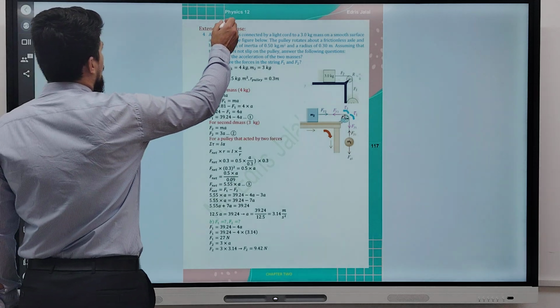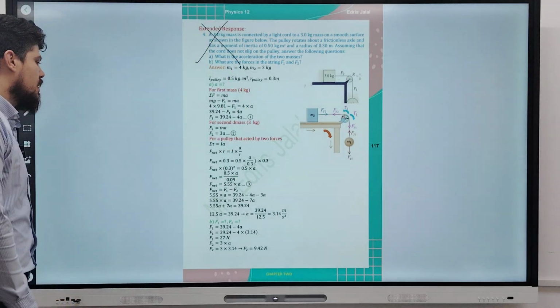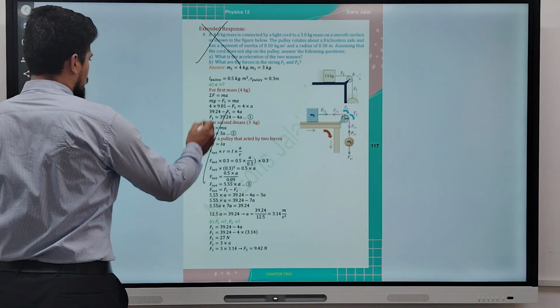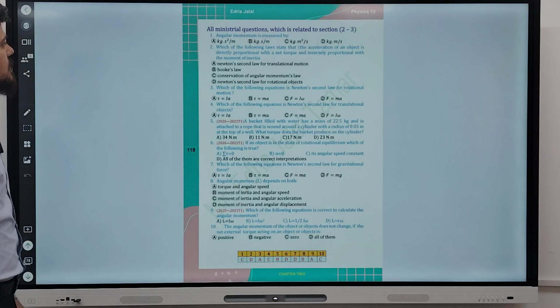So the extended response, this question is also skipped. Skip this question. Do not include it for the Wizari exam.